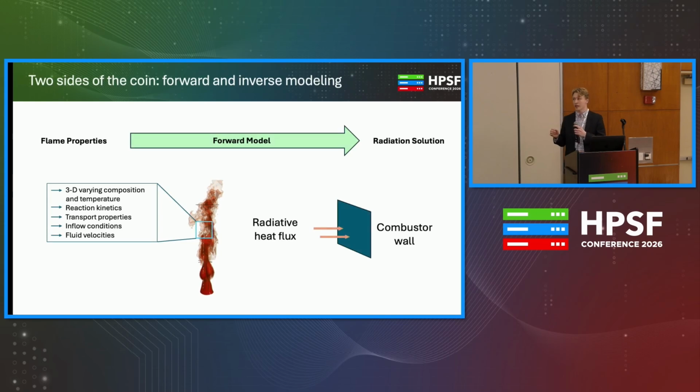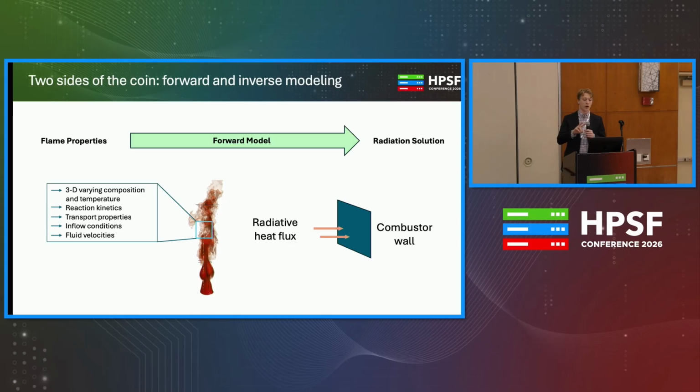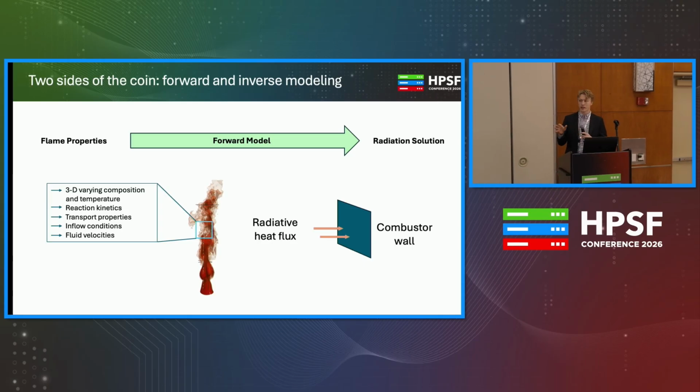So I wanted to highlight two sides of the coin here. Essentially, this talk will be in two parts. I'll talk about forward modeling of radiation in combustion, as well as inverse modeling of radiation. And so basically the forward model here, the way I define it, is that we have some combustion solution where you have 3D varying composition and temperature from some CFD, computational fluid dynamics simulation.